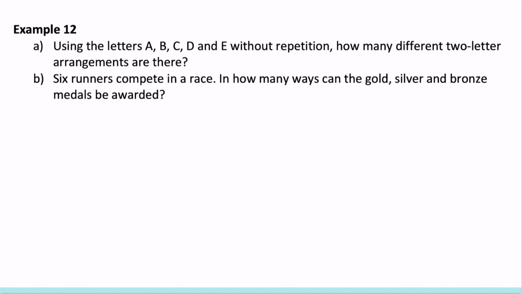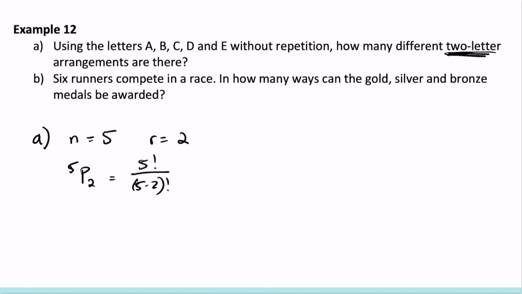So for example A, using letters A, B, C, D, E without repetition, how many different two-letter arrangements are there? So we might just use the formula as practice. So I have n number of objects and I want two-letter arrangements. So using my formula, I can say 5Pr. So that's 5 and then 5 minus 2. And that's going to be 5 factorial over 3 factorial. And then we can chuck that straight into our calculator, which gives me 20 different choices.